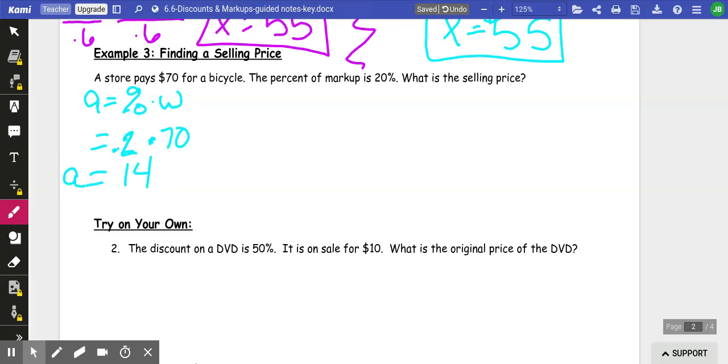But that does not mean that I'm going to sell it for $14. That means I have to increase the $70 price that I bought it for by $14, because I want to make a profit. So I'm going to sell it for more.